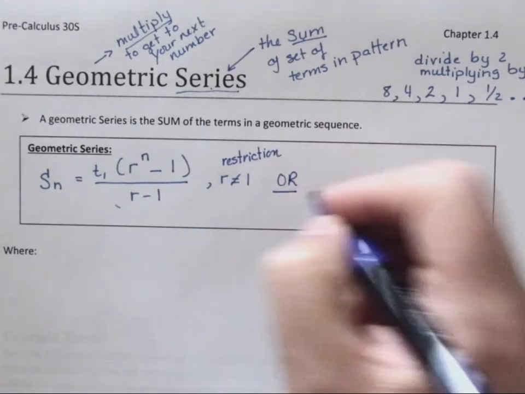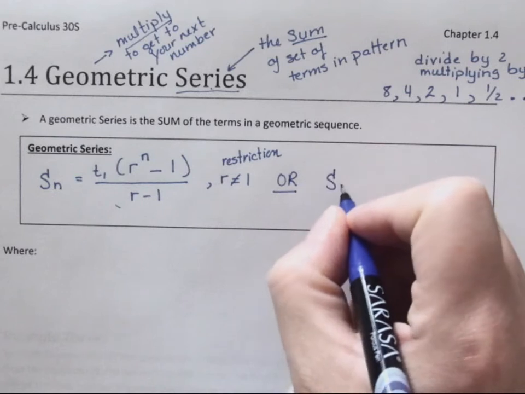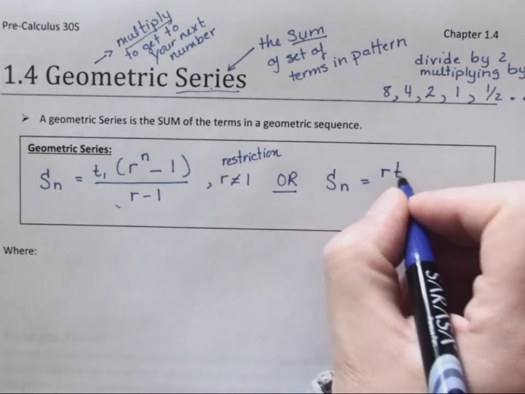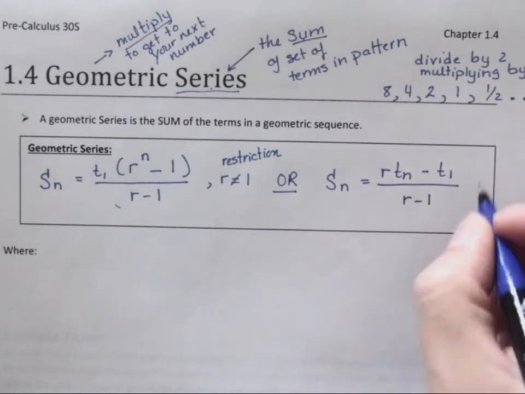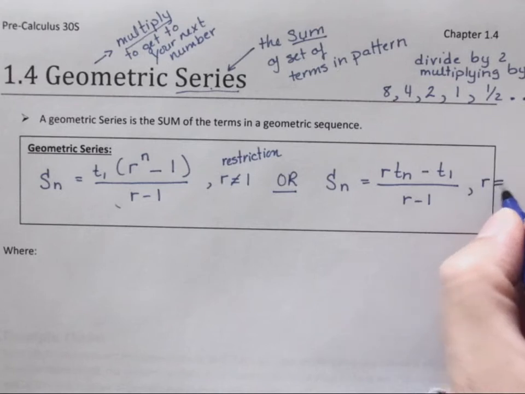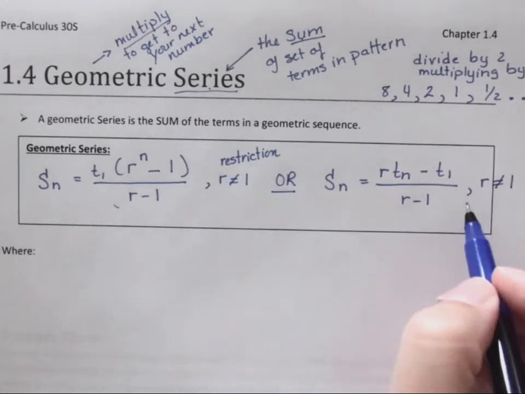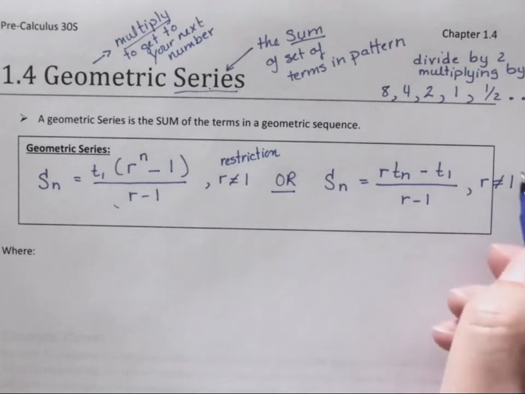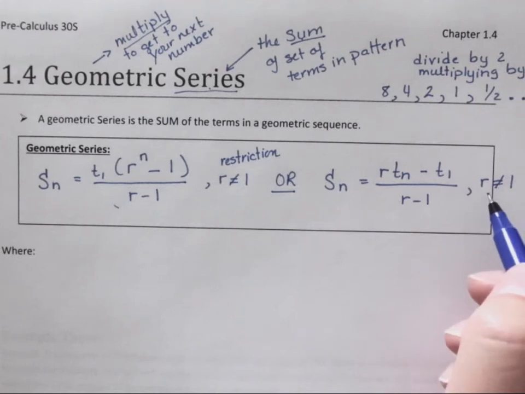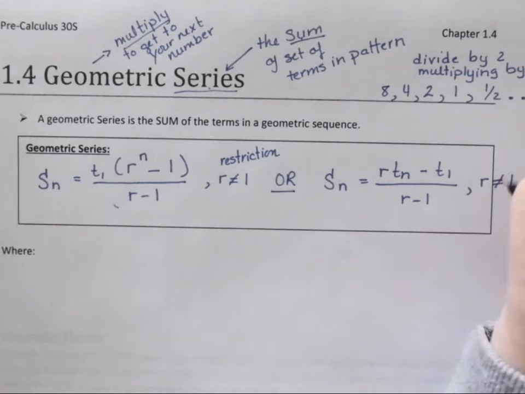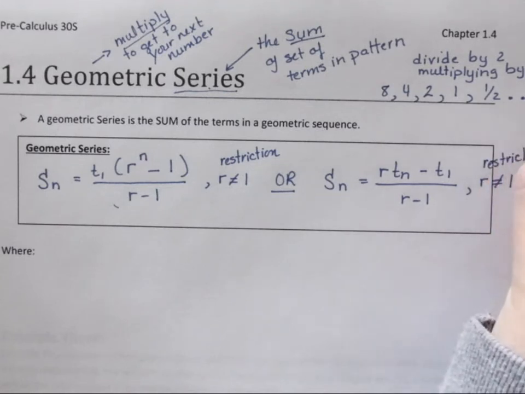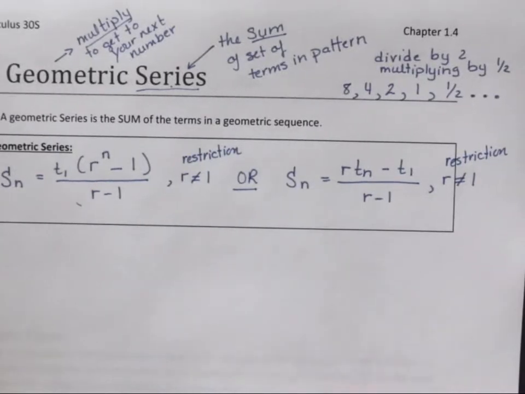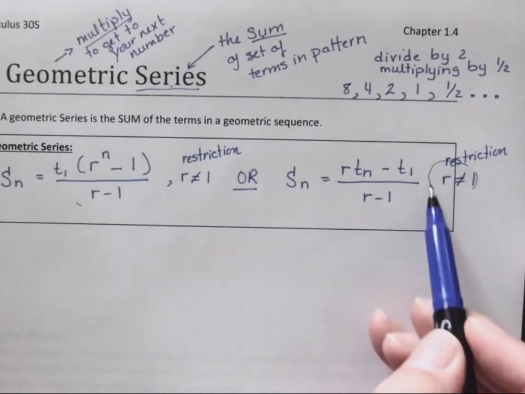And then your other option is Sn is equal to r times Tn minus T1, all over r minus 1, with the exact same restriction. So when you see a comma, everything after that isn't included in the calculations. This is just where it says, oh, and by the way, when you calculate something, your variable r cannot be 1. So again, this is my restriction. Commas tell us what's coming next. So this is not included in your formula.